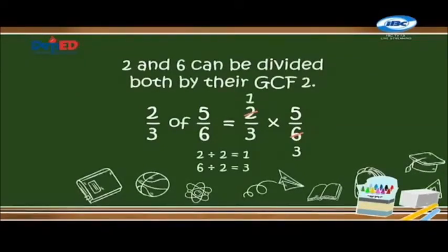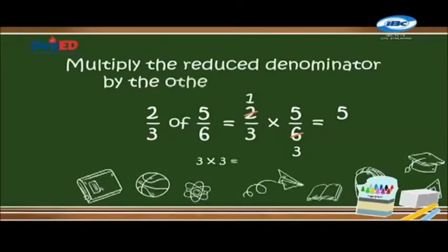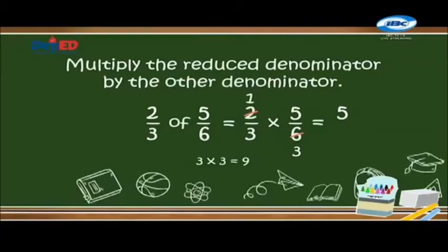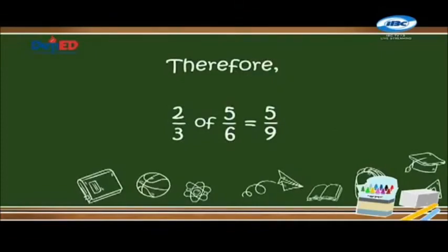2 divided by 2 equals 1. 6 divided by 2 equals 3. Multiply numerator by the reduced numerator. 1 times 5 equals 5. Multiply also the reduced denominator by the other denominator. 3 times 3 equals 9. We have 5/9. Is 5/9 already a lowest term? Yes. Therefore, 2/3 of 5/6 equals 5/9.